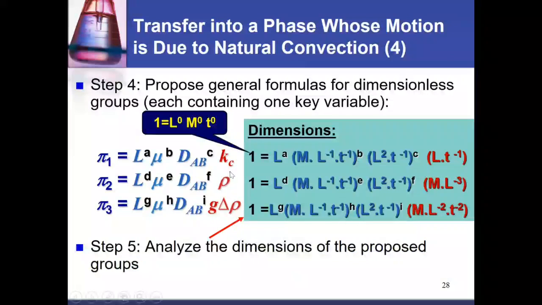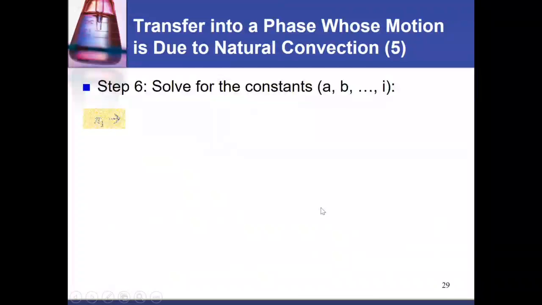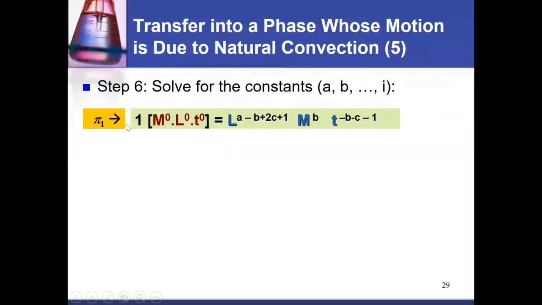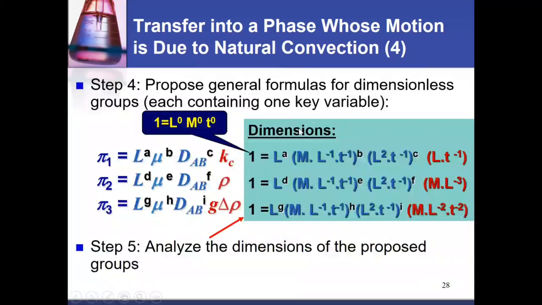So we should have the dimension of L on the right hand side 0, the power of M is 0, and the power of T also 0 for all these numbers. So we start with the first one, pi 1. Again, the power of M should be 0, the power of L should be 0, the power of T should be 0. If you go back to this one, you have just M here, not here, not here. So M will be to power B, which means that B should be 0.